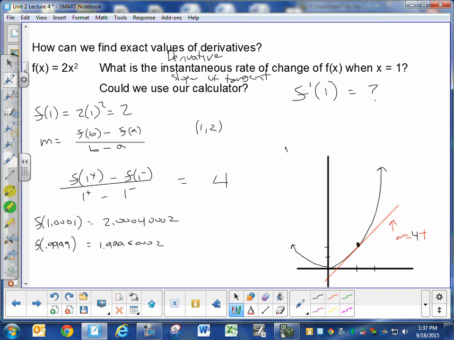Now, I could double check if I had maybe a computer that went out more decimals. I'd probably see that it's not exactly 4. I could continue to add decimal places. I could add zeros here. I could add 9s here. And I would find out that, yes, we're going to have a slope that's 4 right at that location.